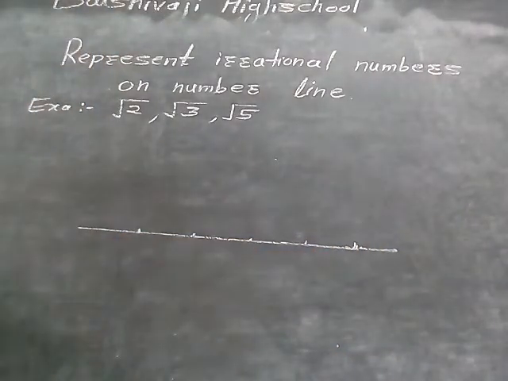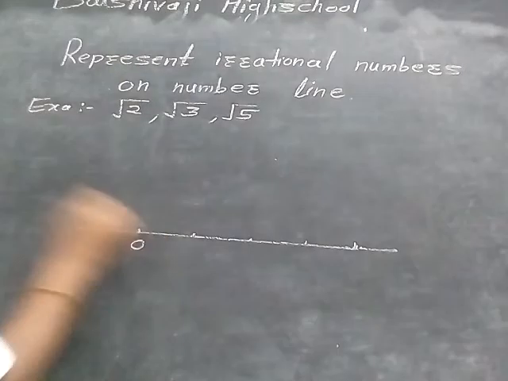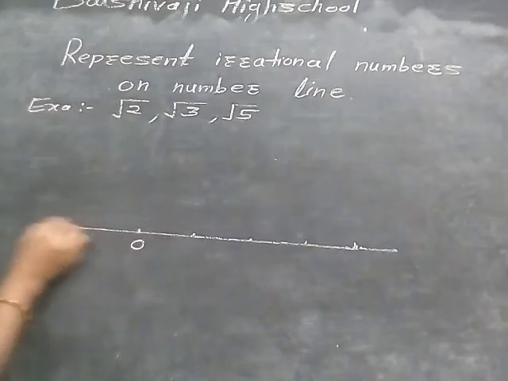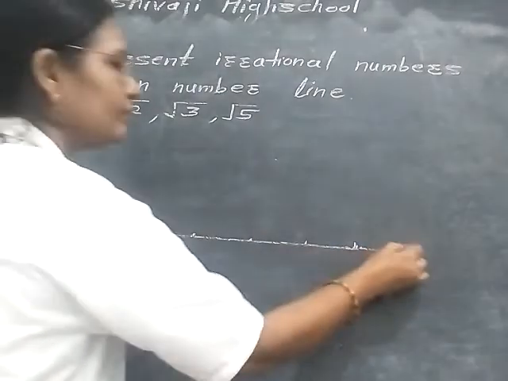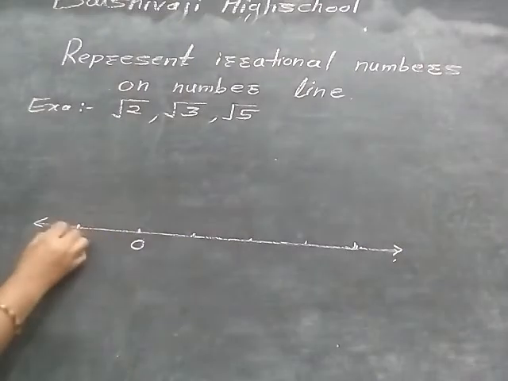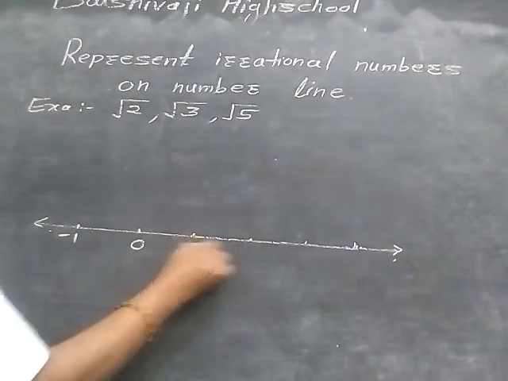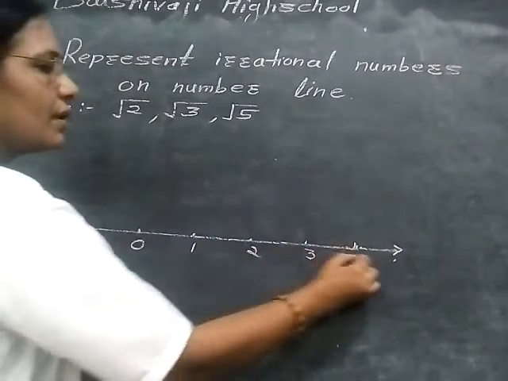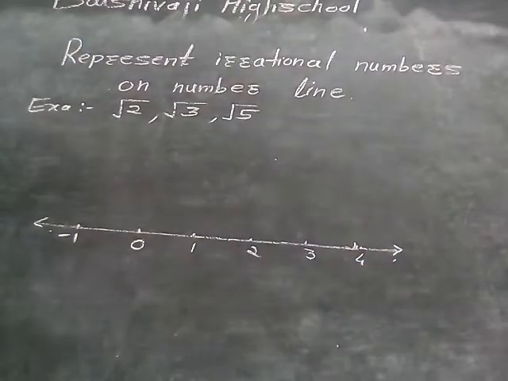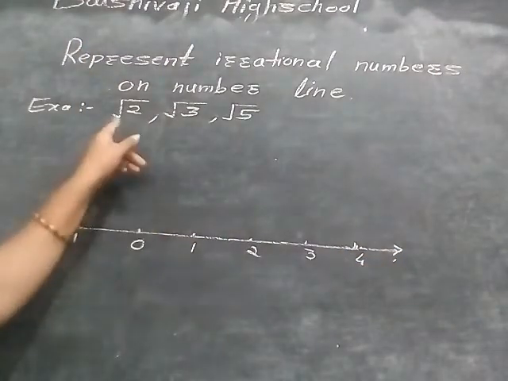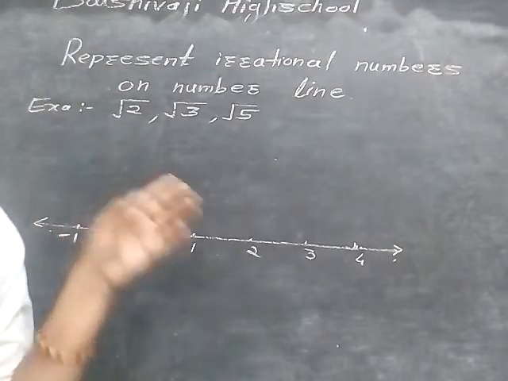Now here this is our 0, that is the origin. Here we draw minus 1, 1, 2, 3, 4 and so on. Now we have to represent root 2 here. How is root 2 obtained?